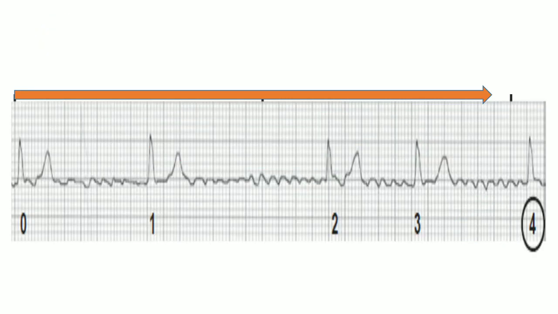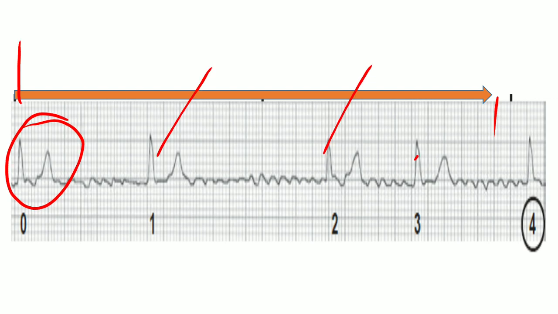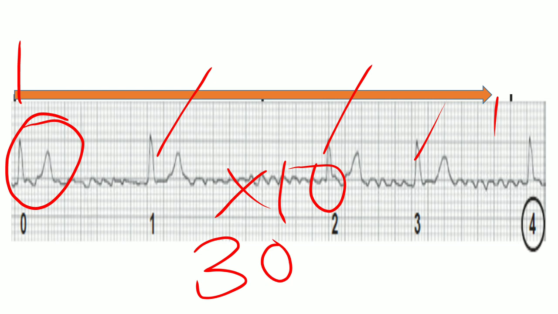We'll see an example. Here is a rhythm strip of a patient with varying RR intervals. From here to here is 30 big boxes. I have to omit my first complex. So the remaining I have are 1, 2 and 3. So this patient has 3 QRS complexes. I have to multiply this by 10. 3 into 10, 30. 30 is the heart rate of this patient.